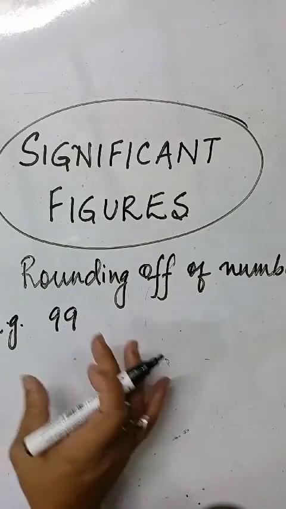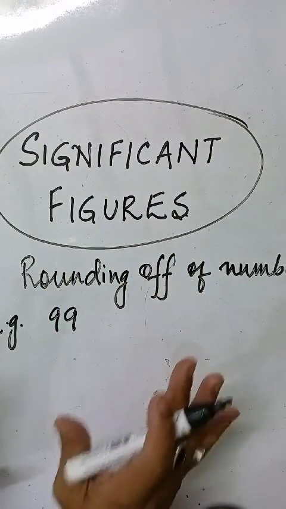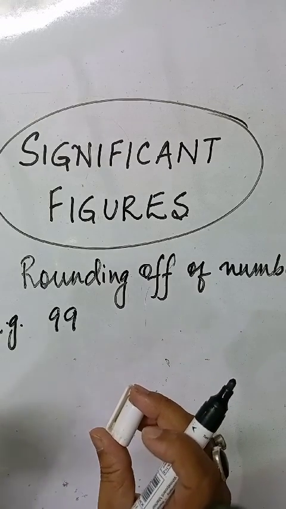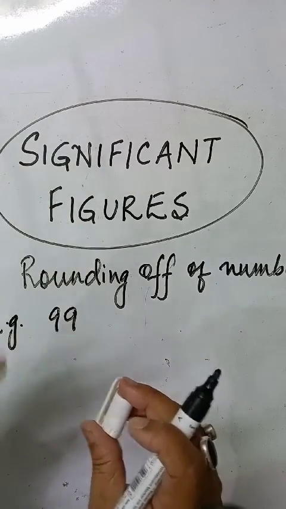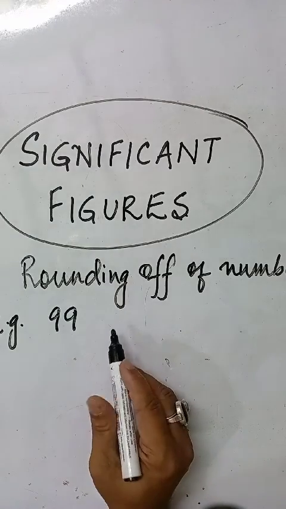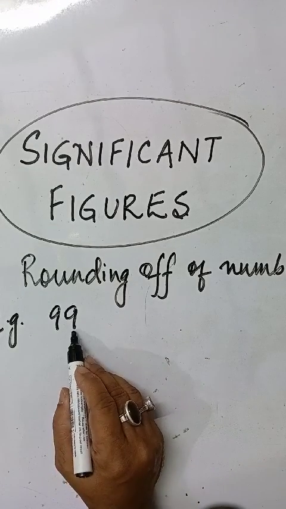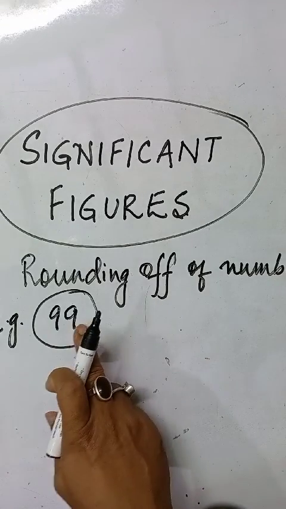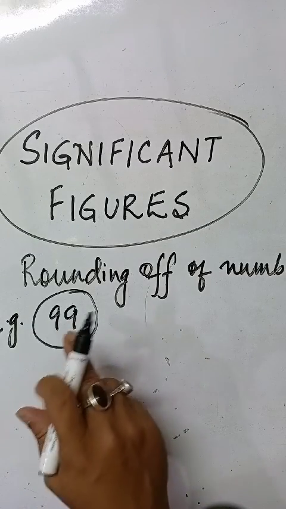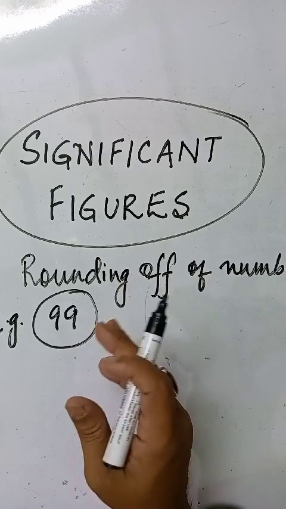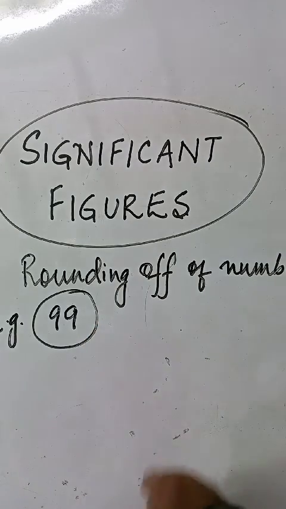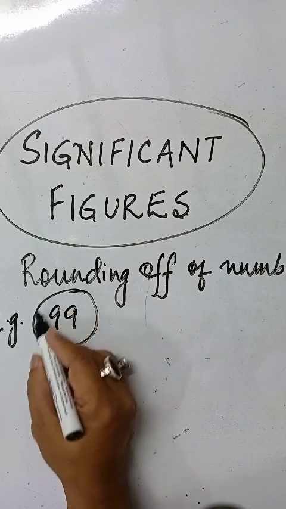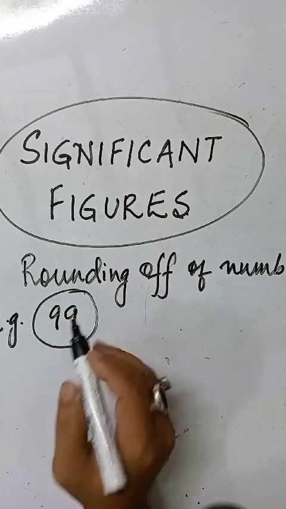Now this is a pretext to significant figures. Right now I'm not discussing significant figures, but I'm discussing something which will help you understand the concept of significant figures. So let's say I have 99 as a number. Now if the question tells you to round this number off to the nearest 100.